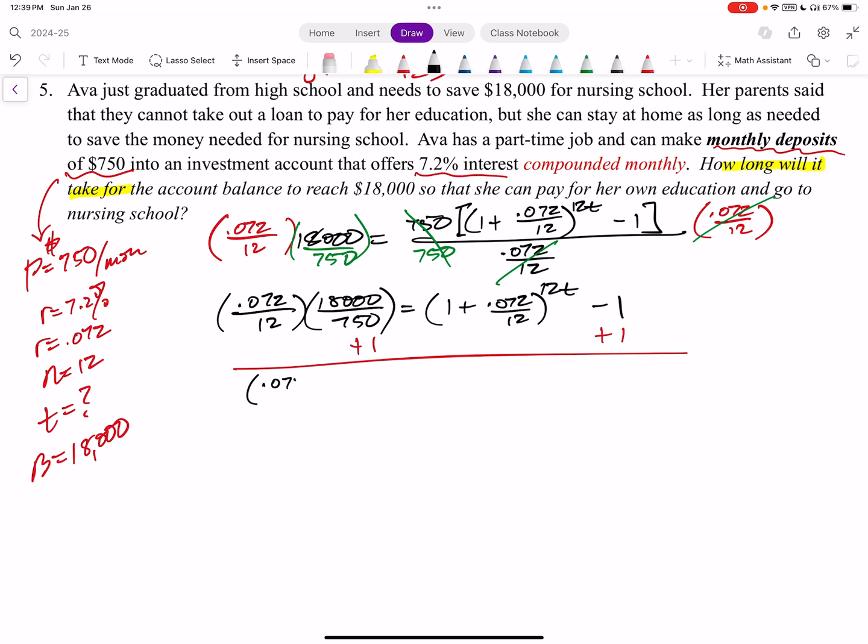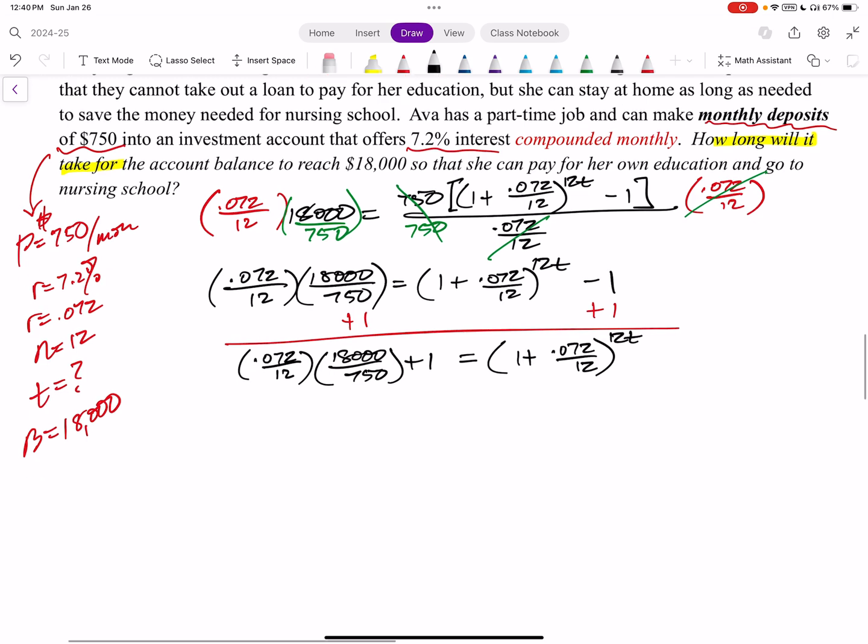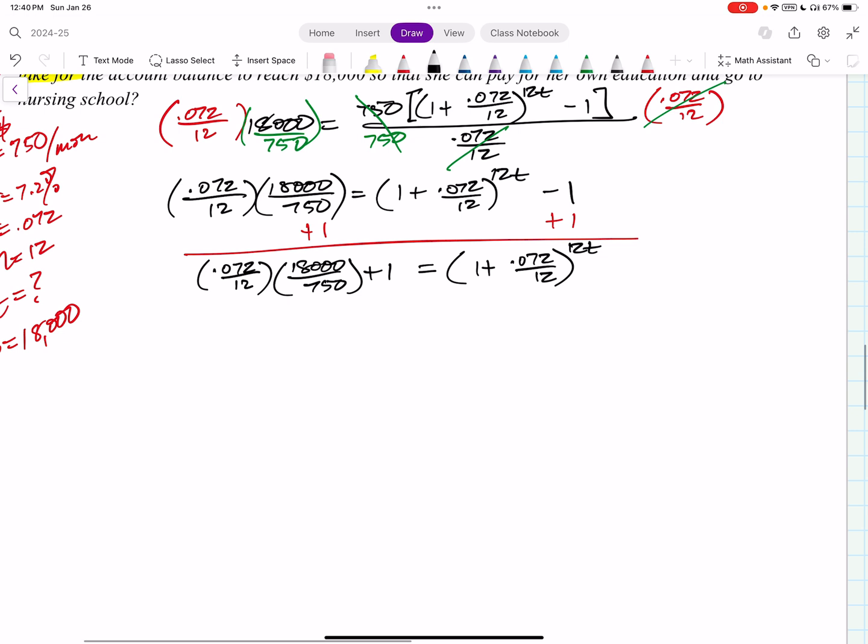So from left to right, 0.072 divided by 12 times the second fraction, 18,000 divided by 750. And then you have that plus 1. And then all we have is the exponential term on the right-hand side because the minus 1 plus 1 cancels out. Now at this point, we have to solve for t in the exponent. To do that requires log, so I need to take the log of both sides. Use square brackets here because the expression on the left-hand side is a little complicated. Just rewrite it, take the log of it.